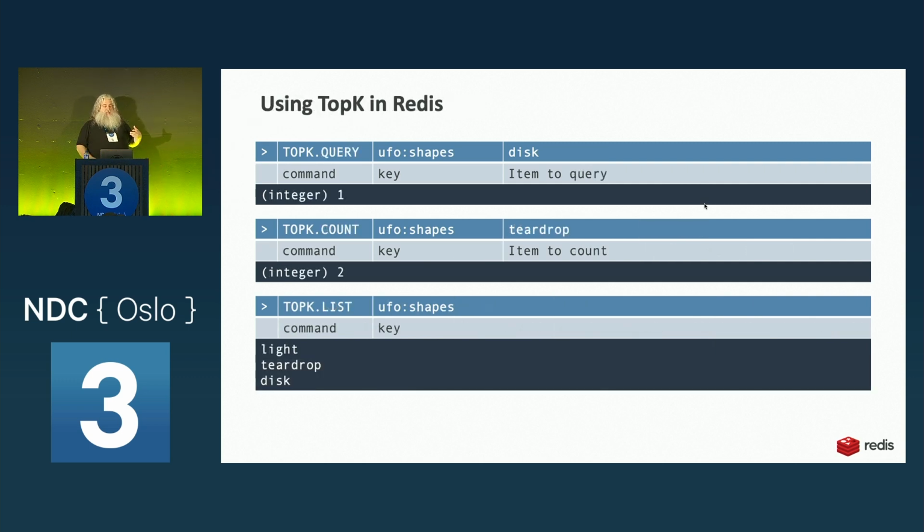And then if we want to say, is this thing in the top K, we can call topk.query, give it a shape, and it'll say yes or no. Or we can say, give me the count of a particular thing, and it will go into the heavy keeper and give you the count. Or we can say give me the top K items in order, and it will go to the min heap and just spit them out. And so this is a complicated data structure, but it's actually very easy to use from Redis.